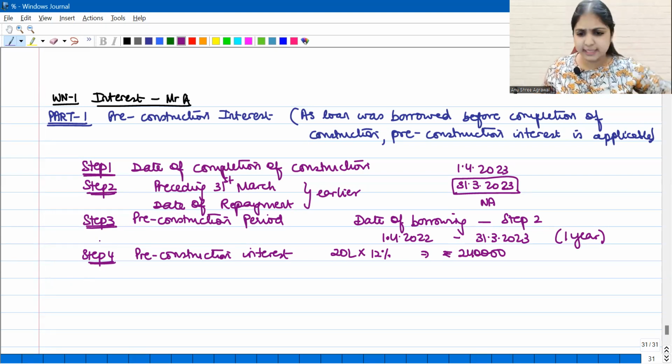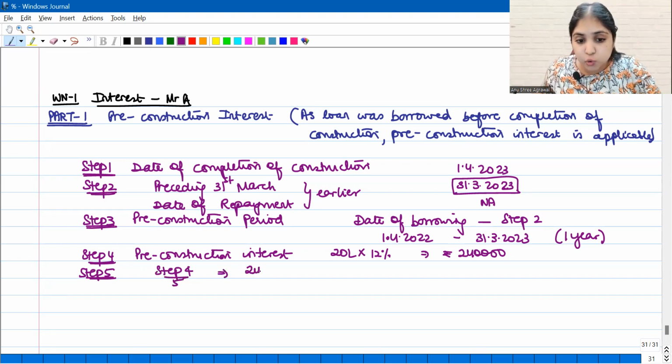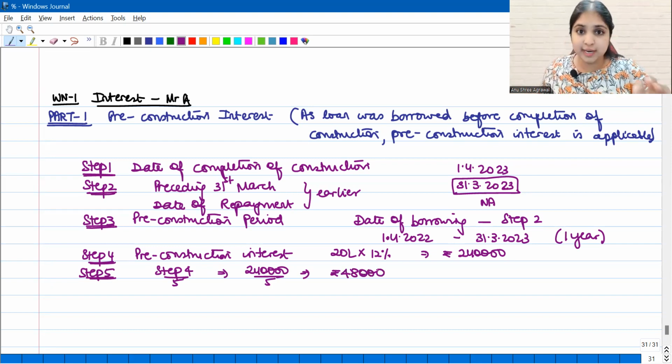But tell me, will I get the full pre-construction interest deduction? No, we will get a deduction only across 5 years. So step five is always step four divided by five. That is 2,40,000 divided by five, which works out to 48,000. So 48,000 rupees deduction you will get of pre-construction interest per year, totally for how many years? Totally for 5 years, right? But 5 years starting from when? I've discussed all this with you. We've learned that we will start getting the 48,000 deduction only once we start having IFHP. When will we start having IFHP? Only when my house is ready.